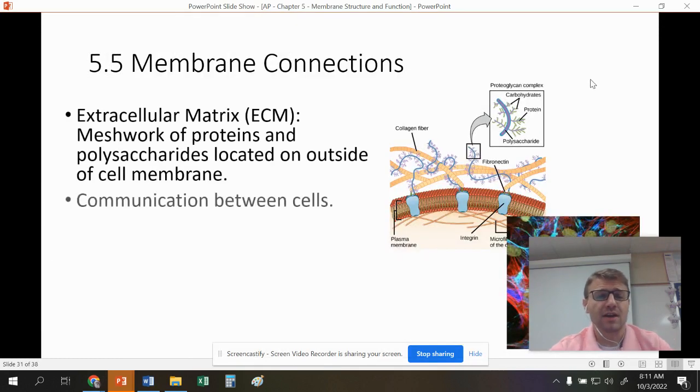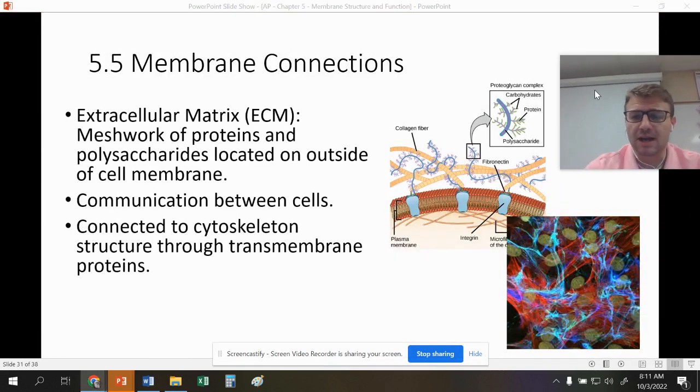All right, 5.5. This is going to look a little more in depth at the extracellular matrix and the other membrane connections between cells. We talked about the different membrane proteins. Now we're going to talk about how they can create a barrier between two cells or create some connection between two cells. The next chapter is cell communication, so this deals right along with it. The extracellular matrix is a meshwork of proteins and carbohydrates located right outside the cell, and they hold the cells together and help communicate signals between the cells.